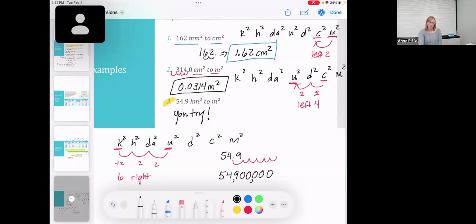54,900,000. And we do want to write the units as square units. So our final solution should be in square meters. Any questions on that?